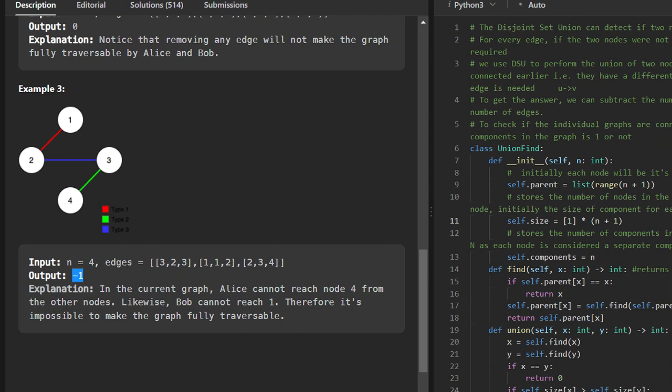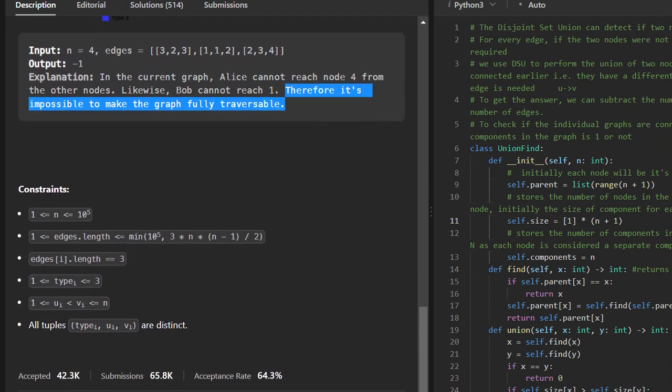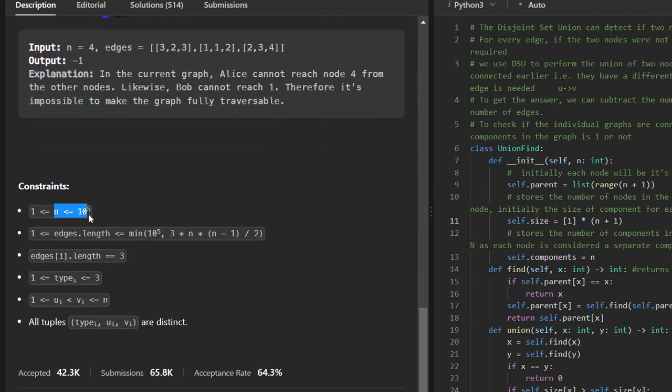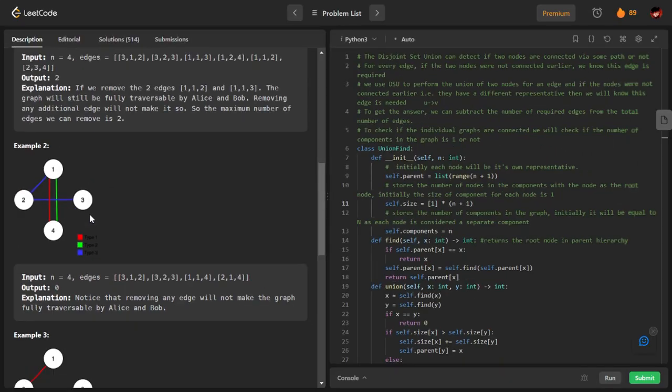So here we have written -1. Okay, the graph is not fully traversable. It is impossible to travel the graph fully. Okay, so this was all. And if you see the constraints for n, it's very high. Okay, you will have to think about an optimized solution.